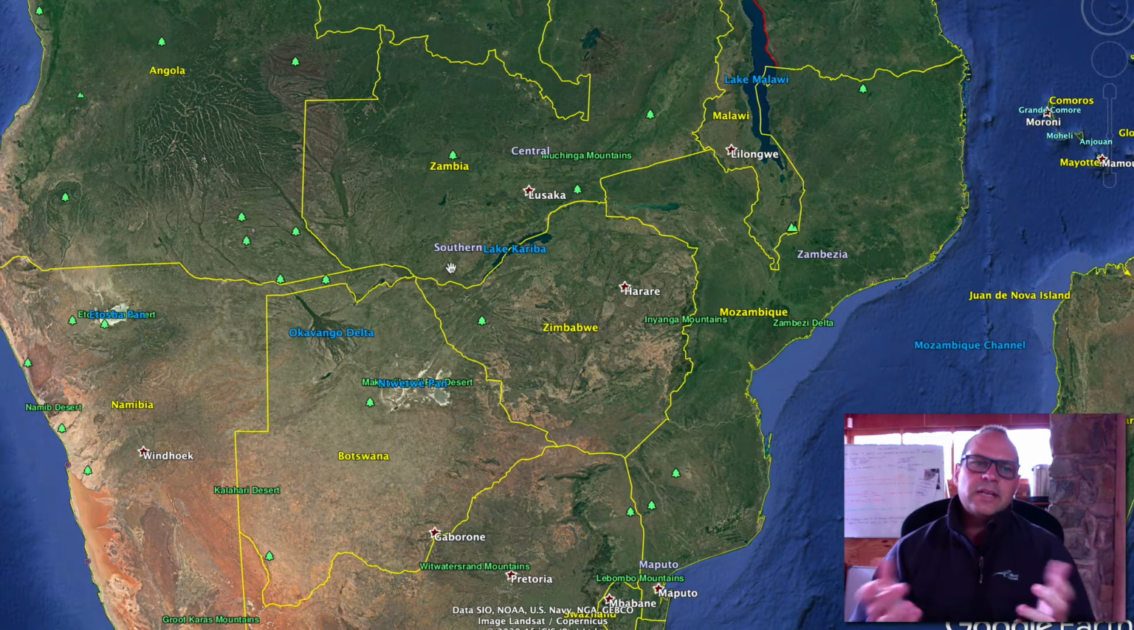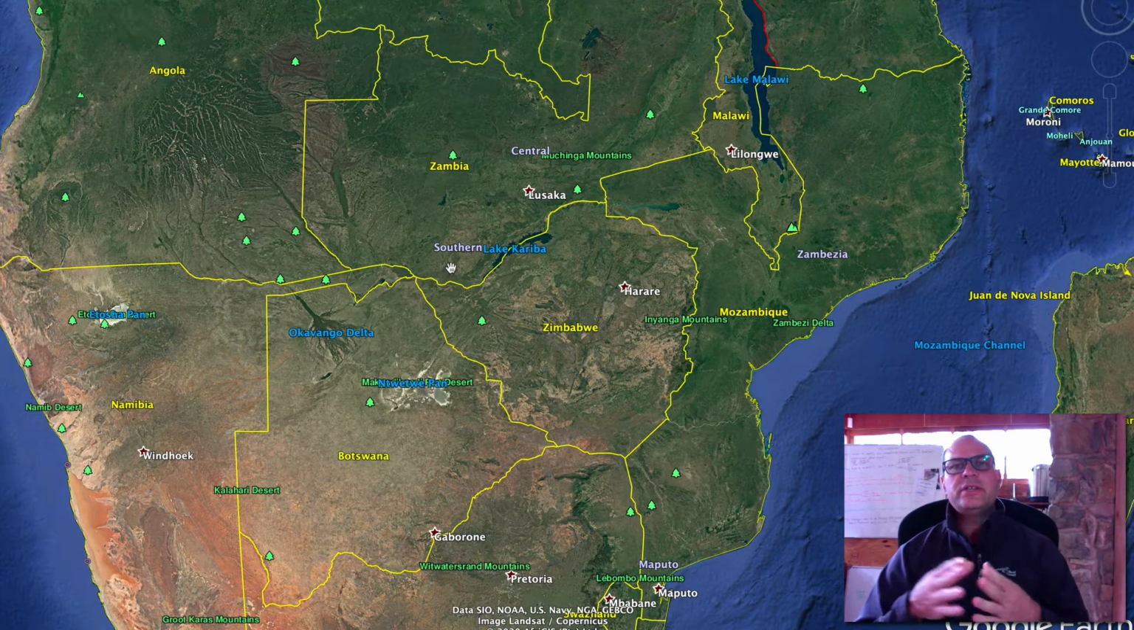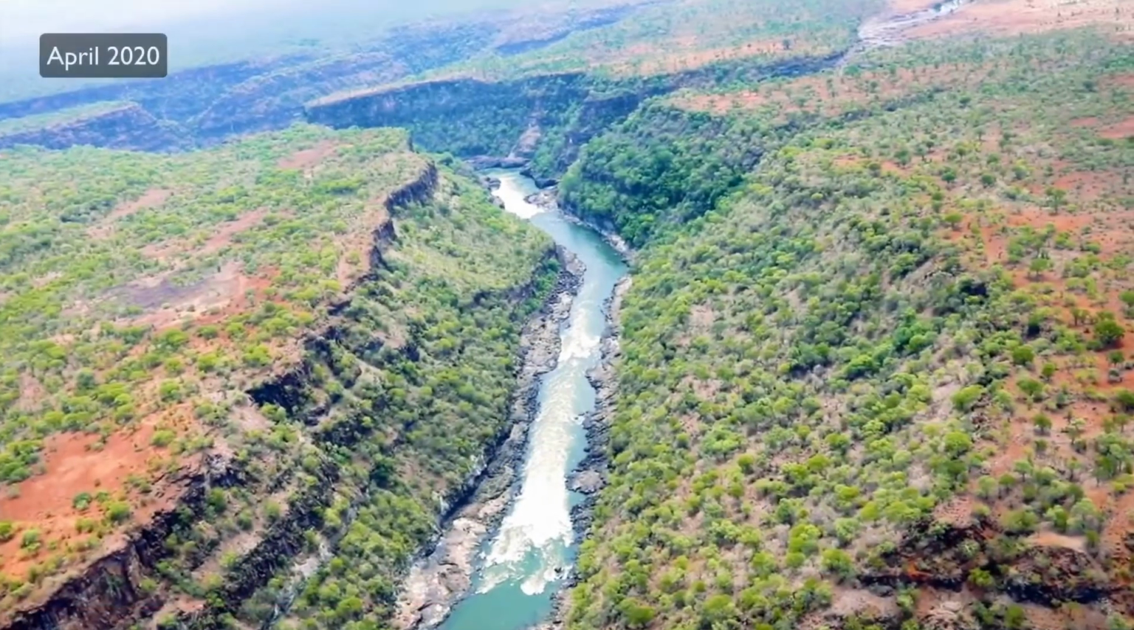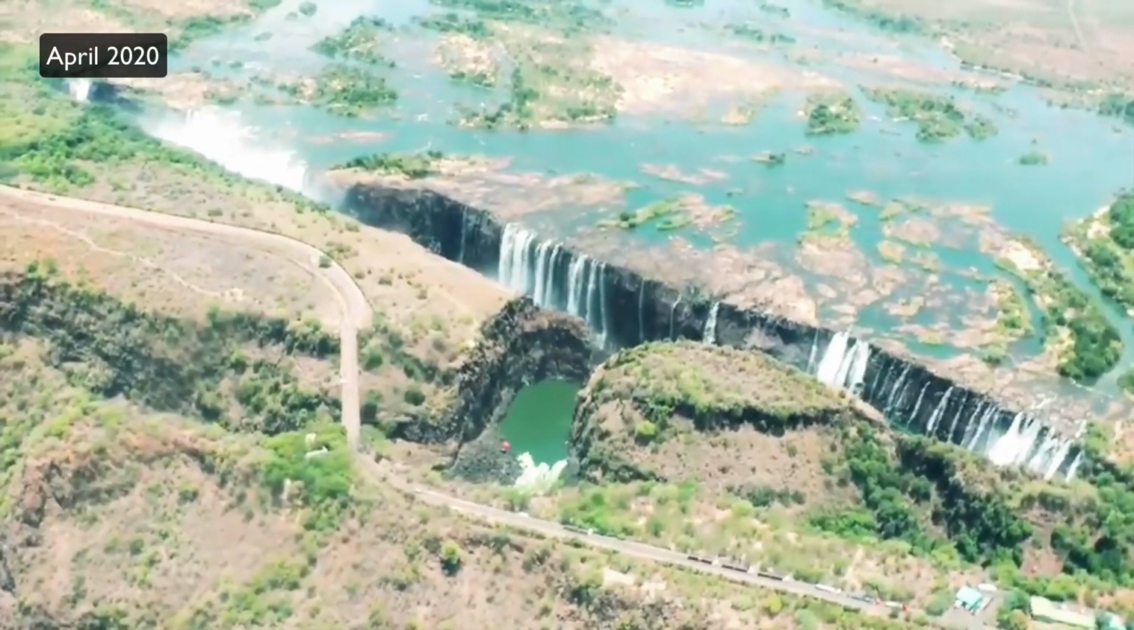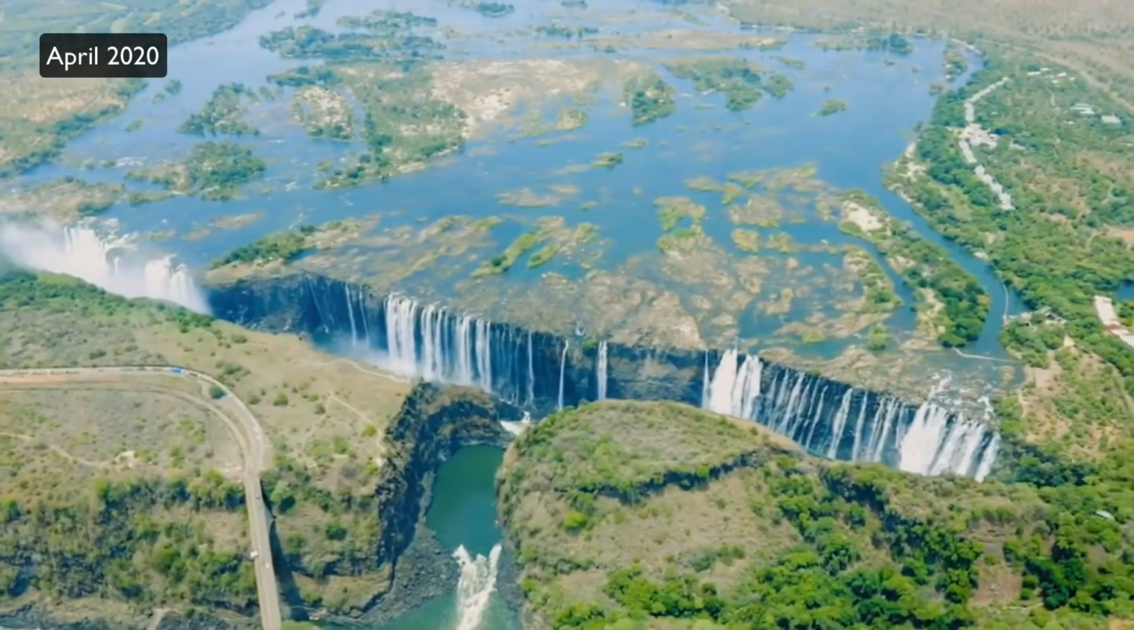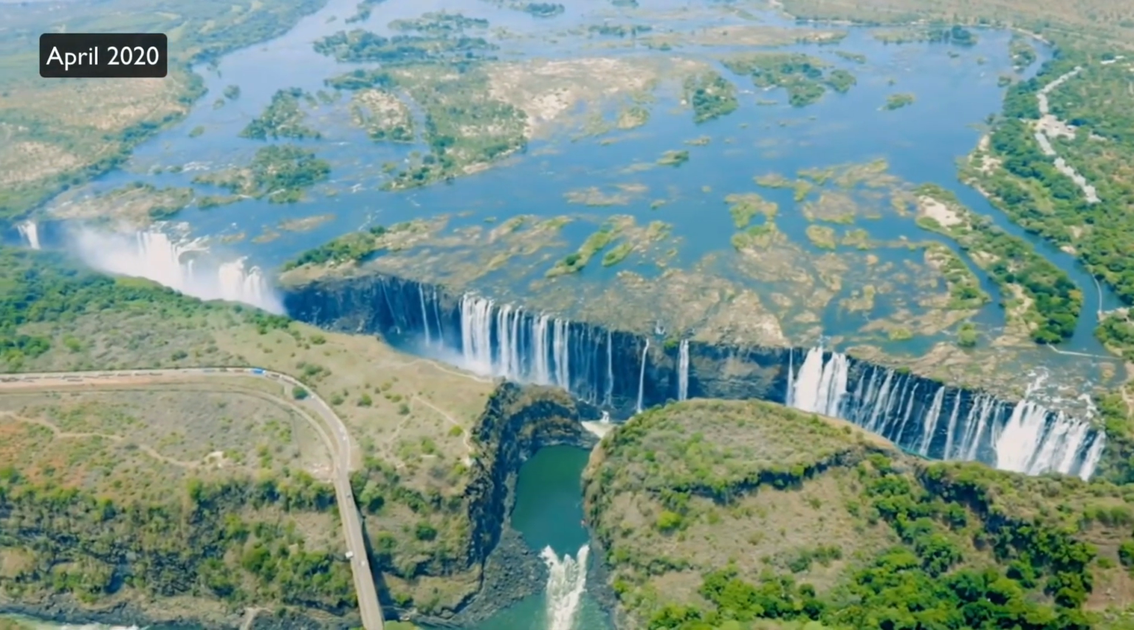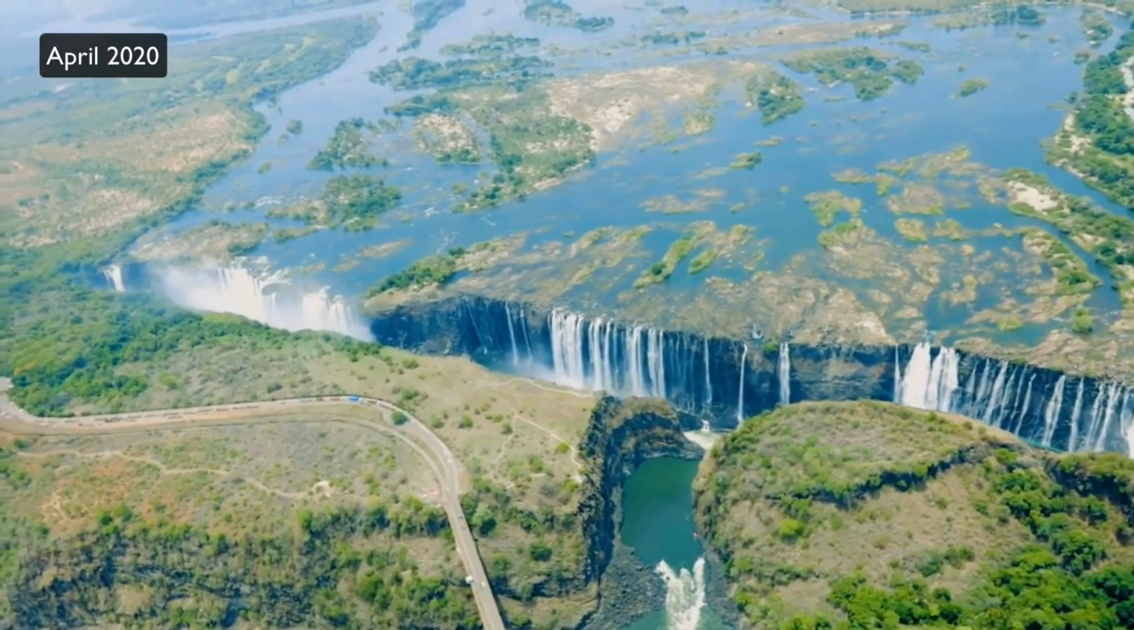The reason for the lack of flow is, of course, climate change and all of these things that we all know about. But the river isn't drying up. Not yet. It is still actually flowing within the normal specs of flow. Now, at the moment, the Vic Falls is recording some of its highest flows in recent history because we had so much rain in the catchment area.